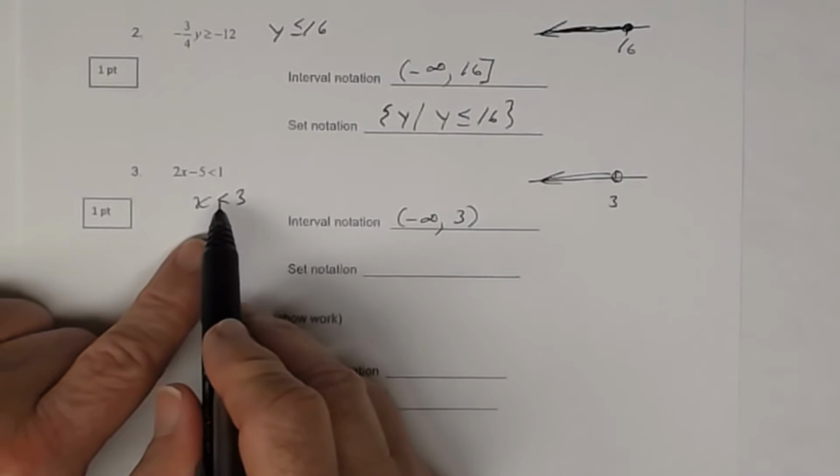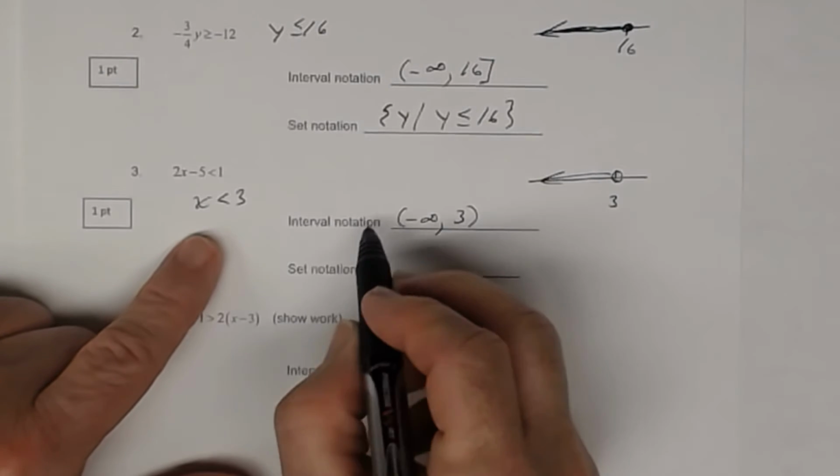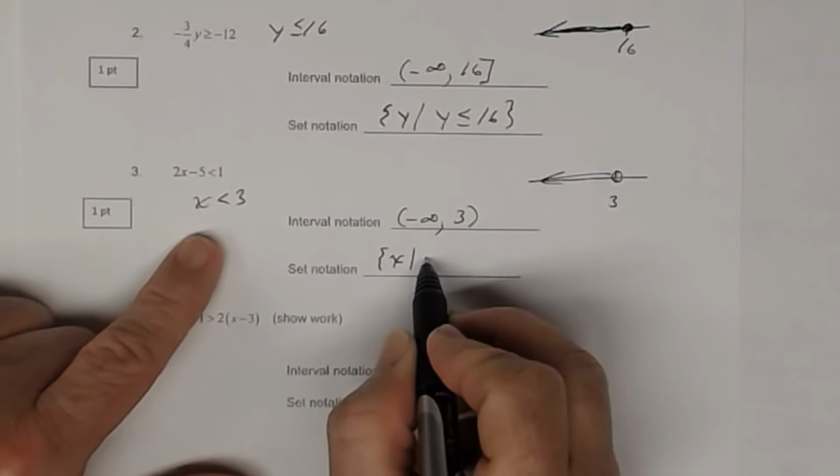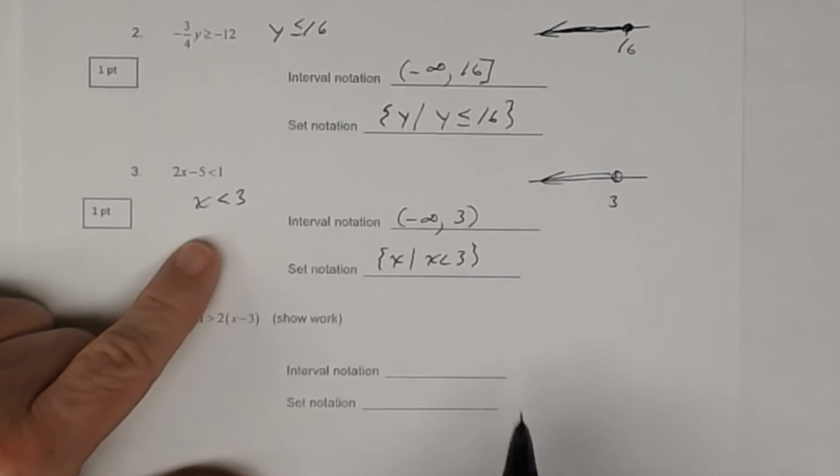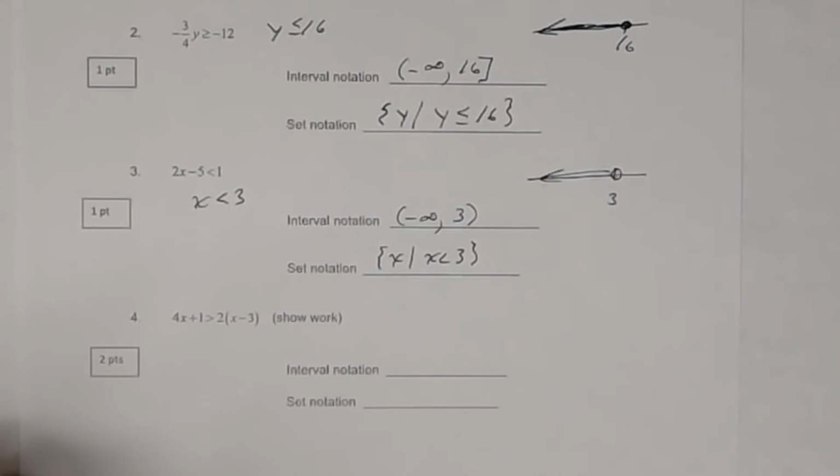And then set notation is just where you use this inequality symbol. So you have the set of x's such that x is less than 3. All right, so that's number 3. Okay, let's look at number 4.